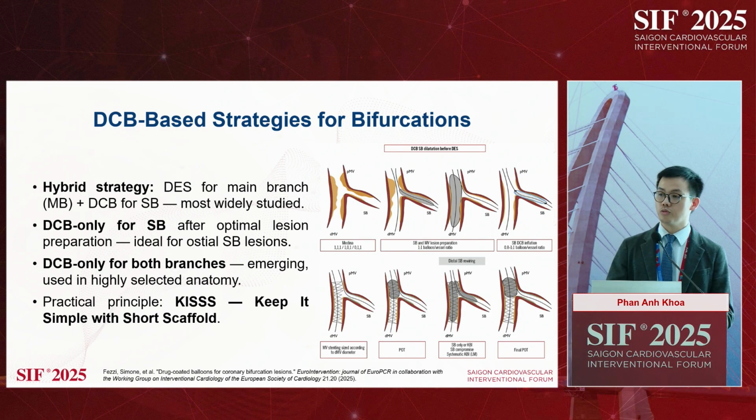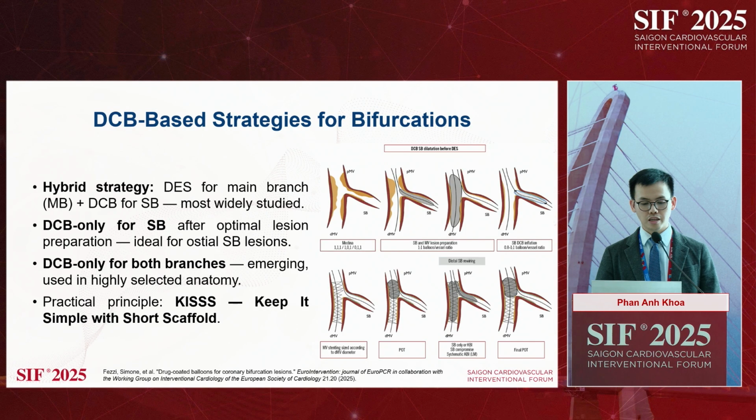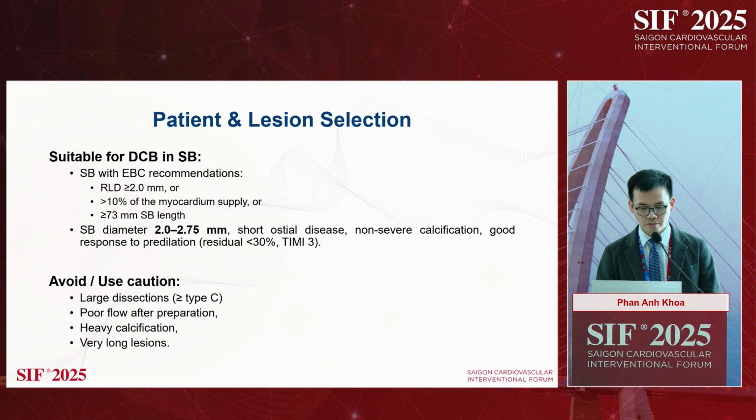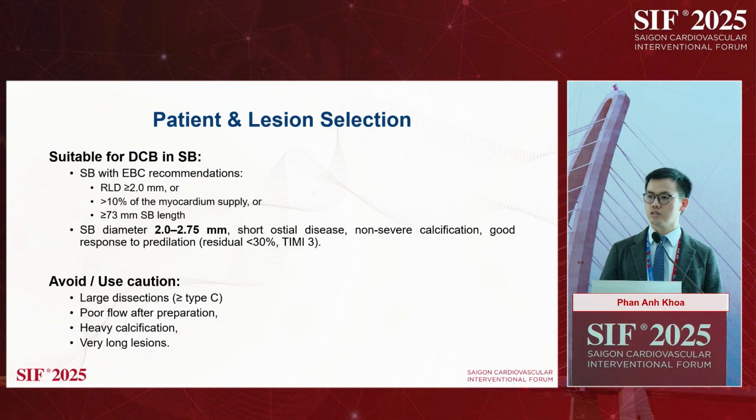And for all of that, we have a practical principle: keep it simple, with a short scaffold, and do not add on, for the bifurcation lesion we choose for drug coating balloon. I think the suitable criteria for DCB in the side branch, following the ECB recommendation, are a reference lumen diameter over 2.0 millimeter, or supplying over 10% of the myocardium, or a long length of myocardium, especially in Dano 1 or Dano 2.